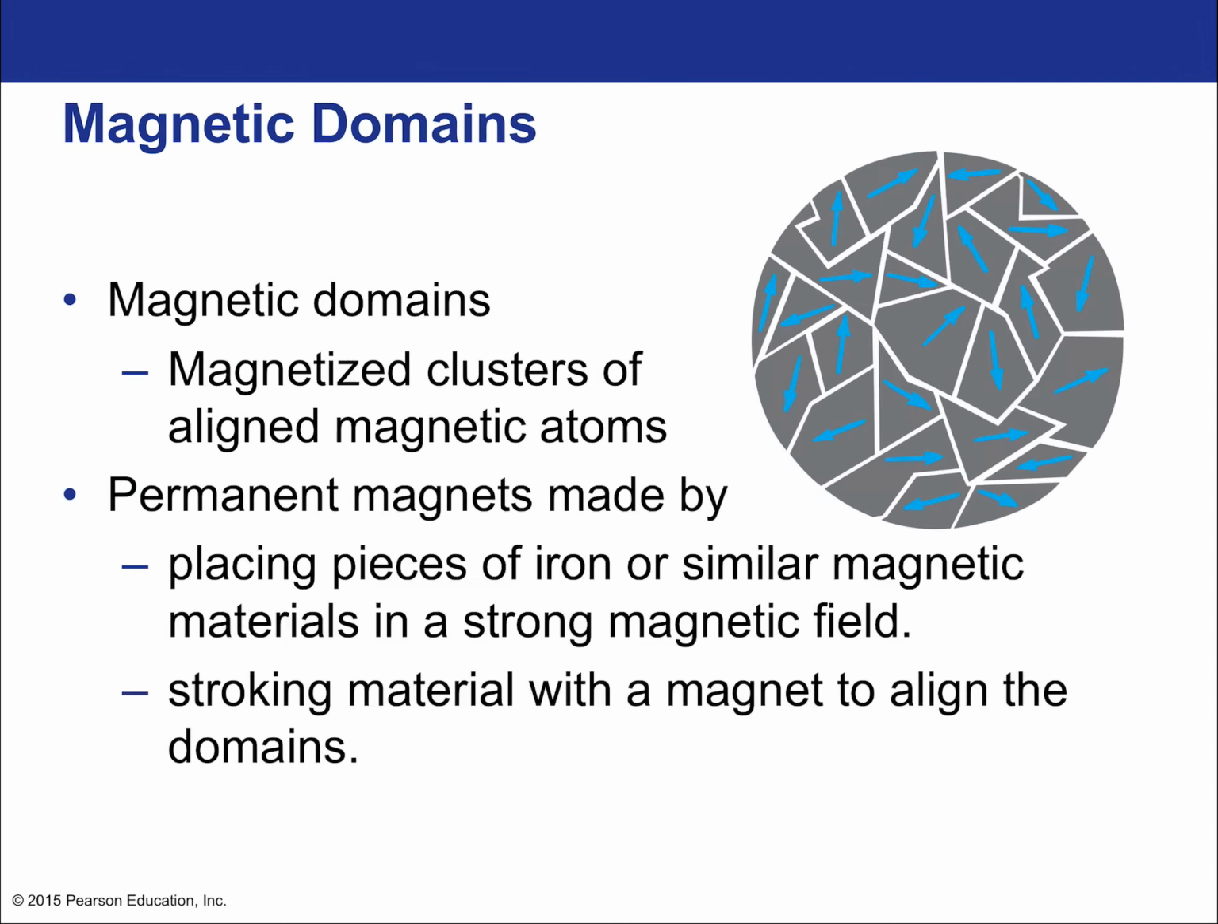So now, more about magnets and solids. I mentioned the idea of domains. These are pockets of aligned atoms. So magnetic domains are magnetized clusters of aligned magnetic atoms. Permanent magnets are made by placing a piece of iron or similar magnetic material. Some materials are better than others, and you can get man-made ones that are better than pure iron. Think neodymium. Neodymium is a naturally occurring element that is very good for creating strong magnetic domains. So in a strong magnetic field, you stroke the material with a magnet to align the domains.